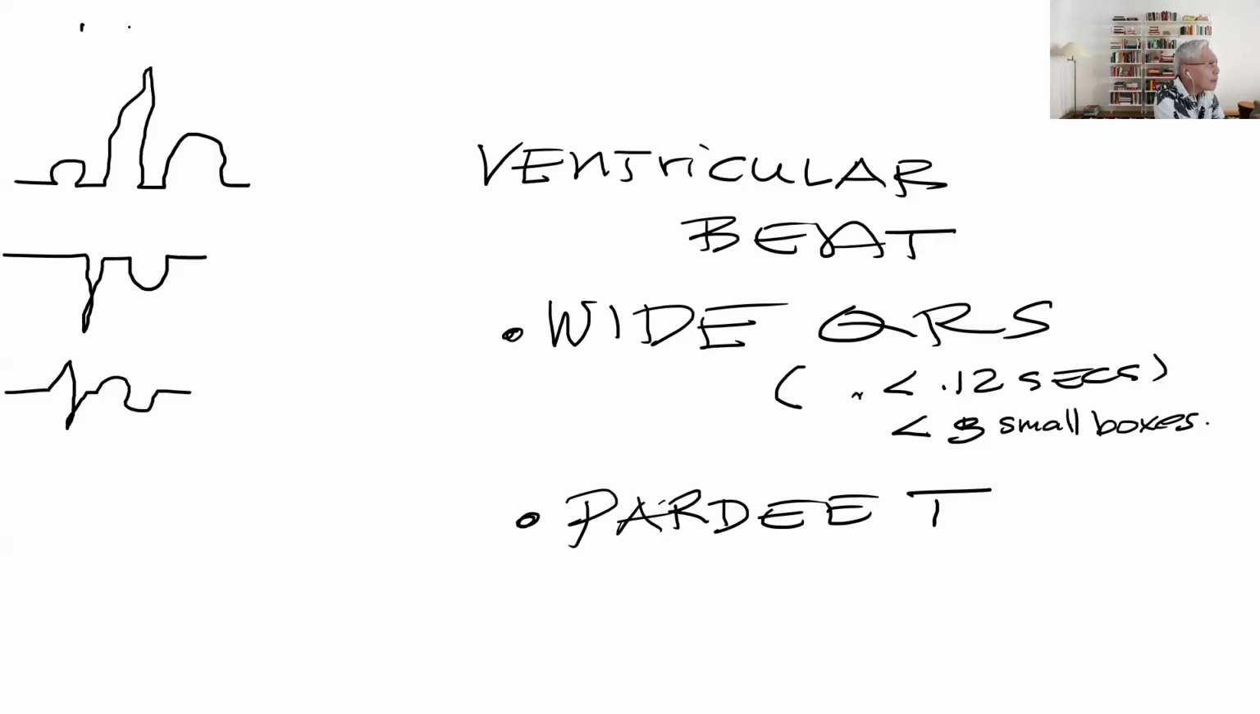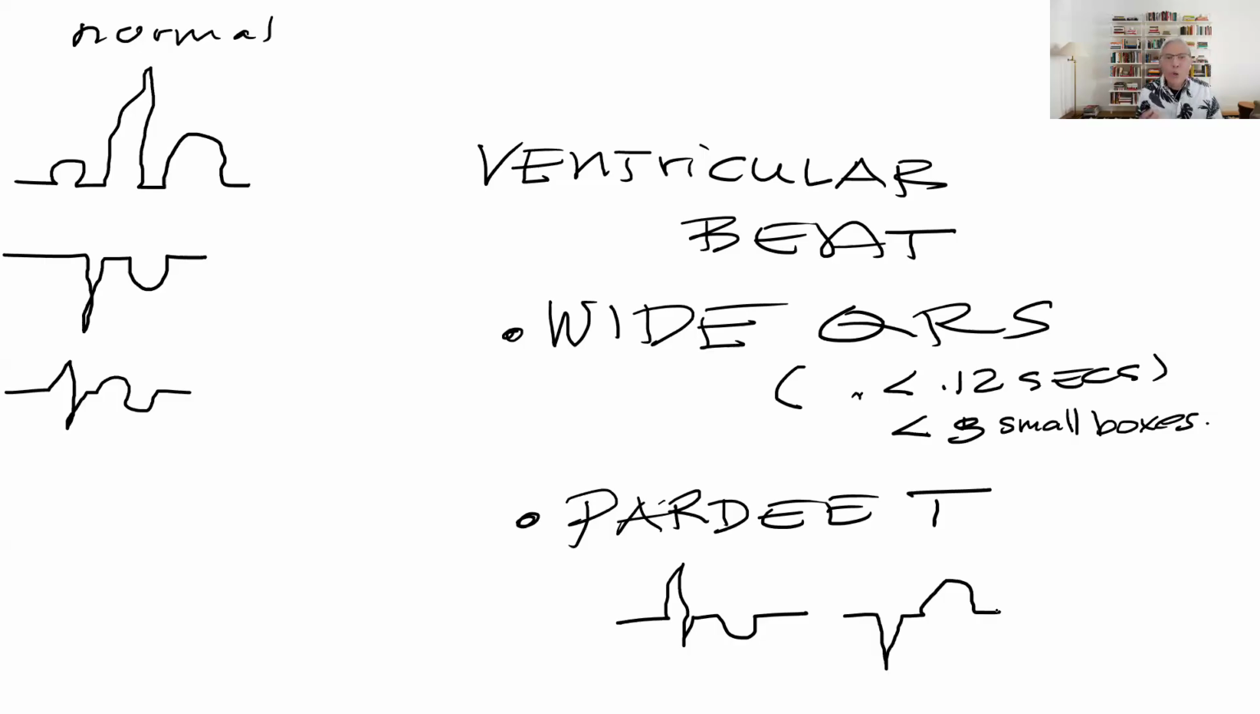This is normal. When we say that there is PAR-DT, that means to say that the T wave is opposite the direction of the R wave. So let's say that the QRS is going up, the T wave is going down. Or if the QRS complex is going down, the T wave goes up, and so on. So that's what PAR-DT means to you.